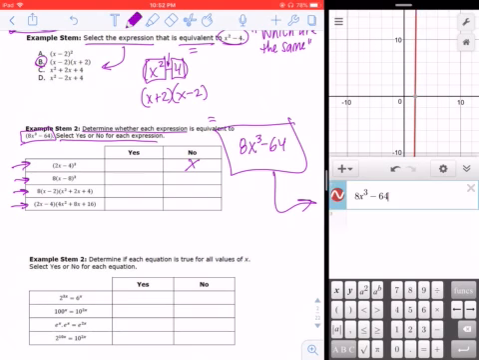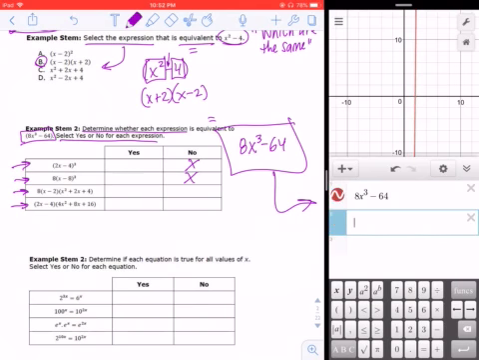Then I'm going to try the next one. So 8, parentheses, X minus 8 to the power of 3. And I see again that the green line and the red line do not match. So I'm going to select no.